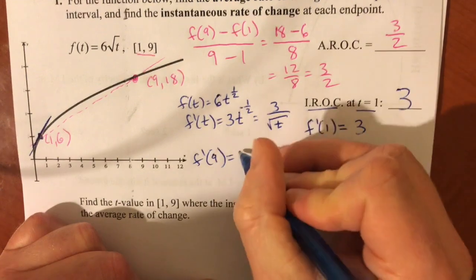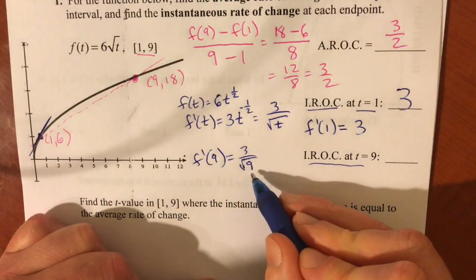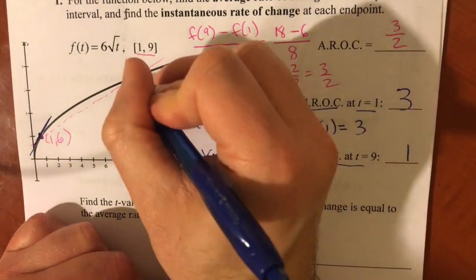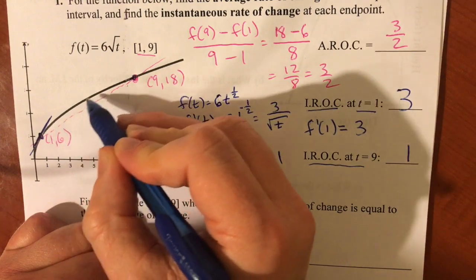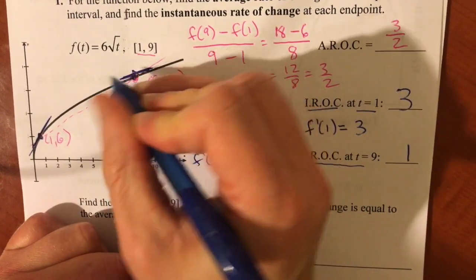Same derivative, just plugging 9 into there. So 3 over the square root of 9, and that's 3. 3 divided by 3 is 1. And you can see the curve is flattening out, and so that slope right there is going to be less than that.